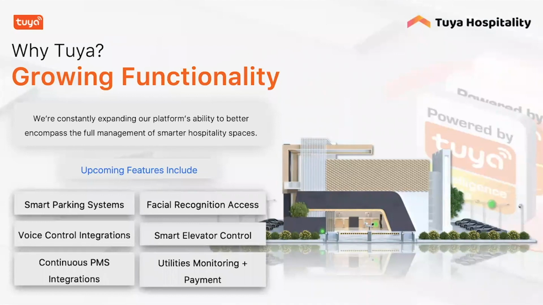And then finally, to touch on our plans for upcoming function extensions. All of the functionalities on screen have been launched in some specific markets worldwide. However, we're looking to roll these out on a global scale as soon as possible. These include, but are not limited to, smart parking systems, voice control integrations, continuous PMS integrations, smart service robots, facial recognition access, smart elevator control, and guest-focused energy management.